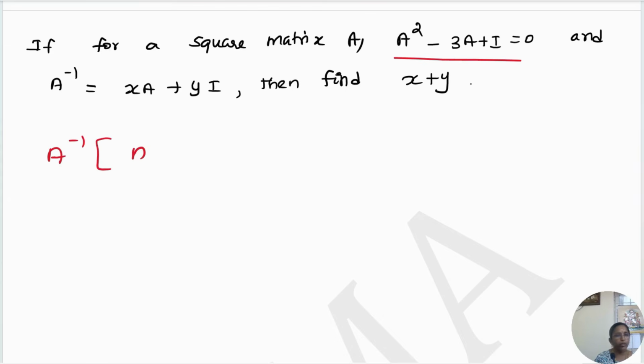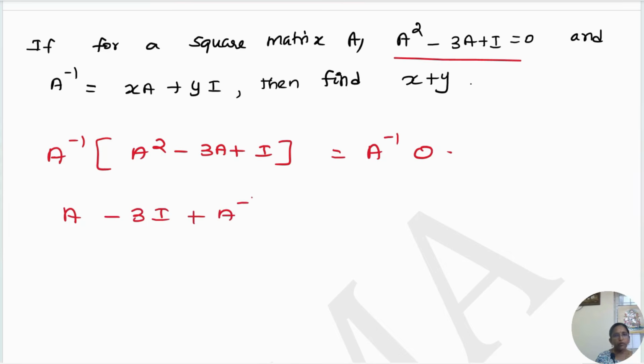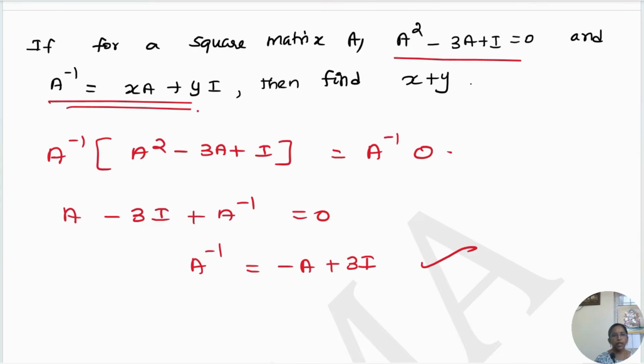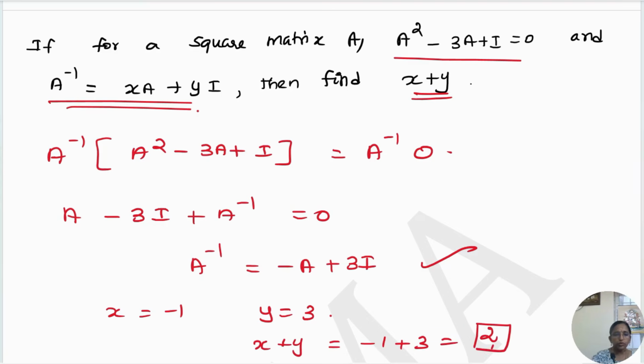So A inverse into A square minus 3A plus I is equal to A inverse into 0. So now this is A minus 3I plus A inverse is equal to 0. So A inverse is equal to minus A plus 3I. Now compare this with your A inverse given equation. So your X value is equal to minus 1, Y value is equal to 3. And here we are asked to calculate the value of X plus Y. So X plus Y is equal to minus 1 plus 3, which is equal to plus 2.